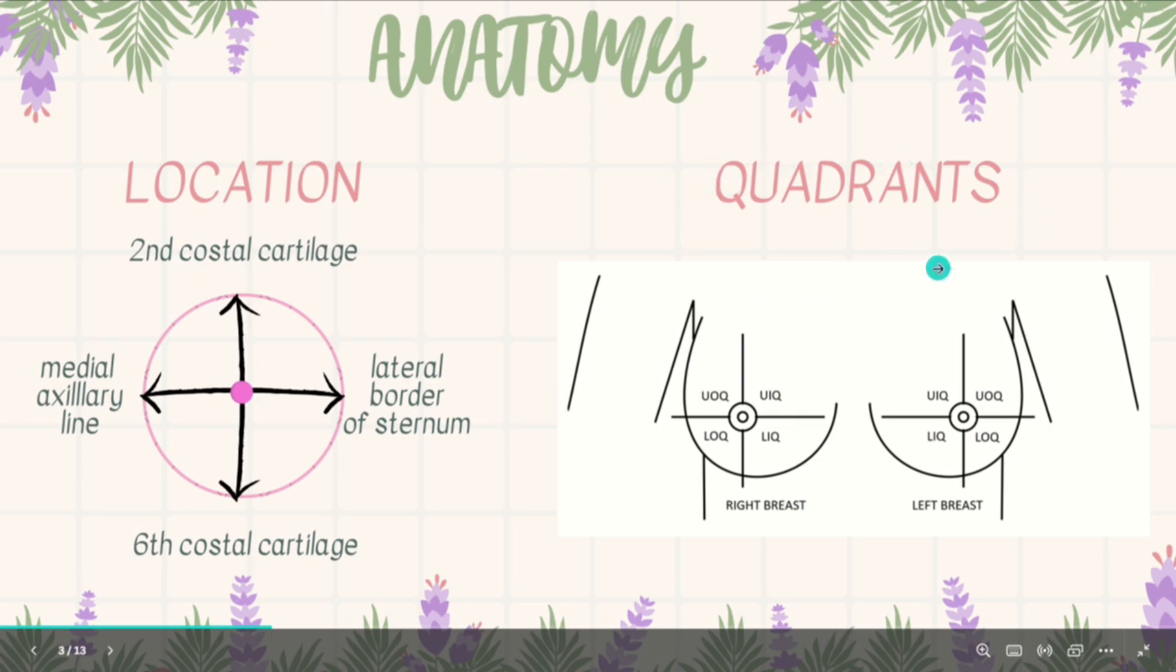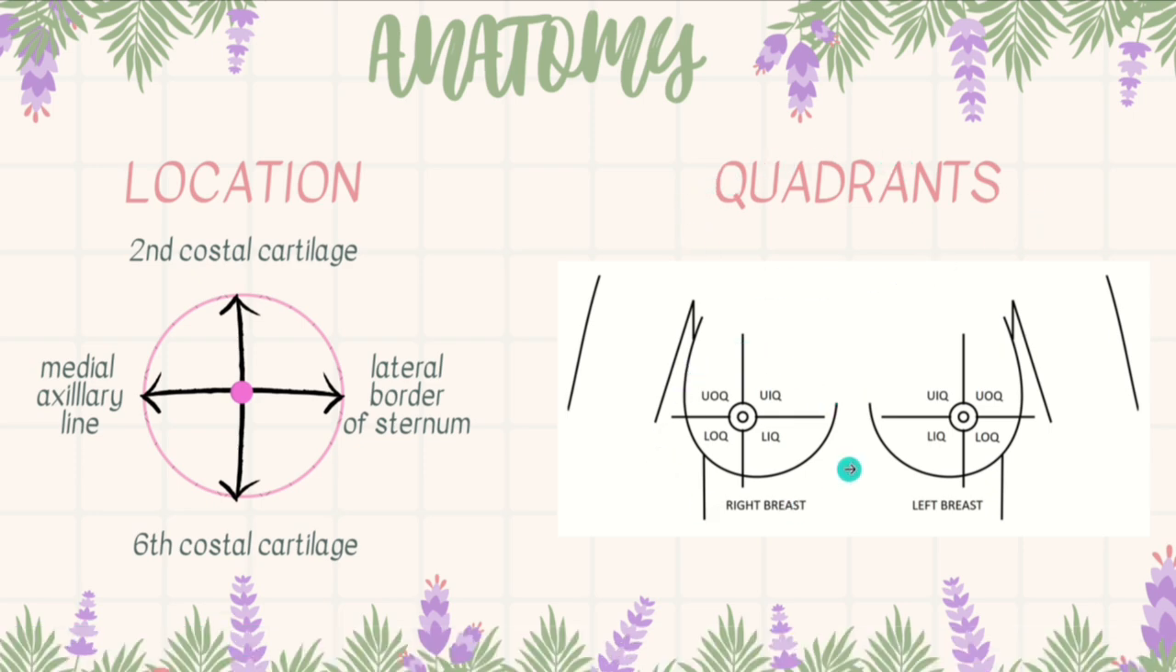In terms of quadrants, the breast contains four quadrants, which are the upper outer quadrant, upper inner quadrant, lower inner quadrant, and lower outer quadrant. As you can see over here, the inner quadrant of the breast is closer towards the median, whereas the outer quadrant is closer towards the lateral.